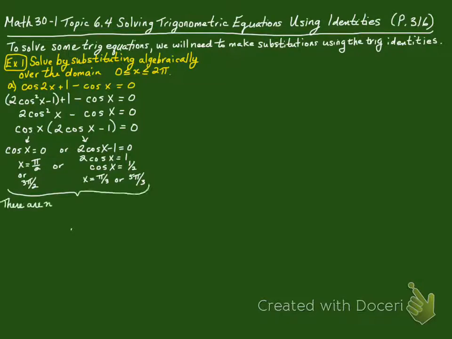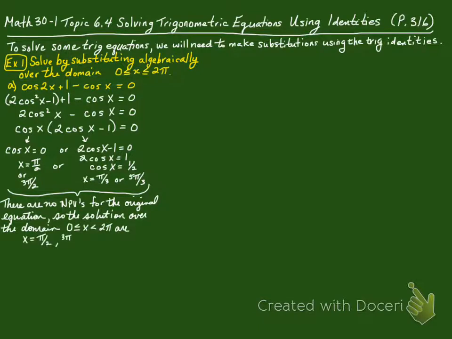There are no non-permissible values for the original equation, so the solution over the domain 0 is less than or equal to x is less than 2 pi are x could be pi over 2, 3 pi over 2, pi over 3, and 5 pi over 3. That's our solution.